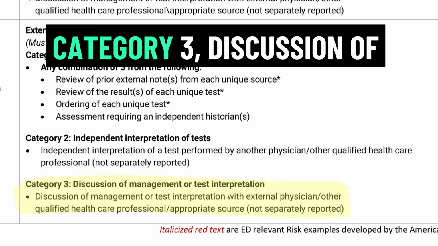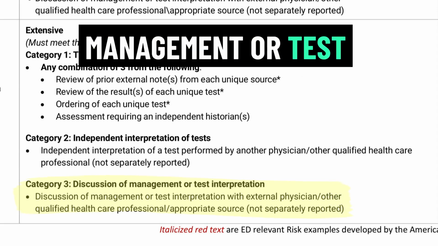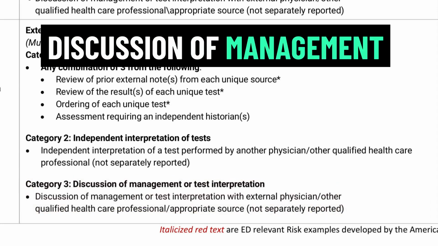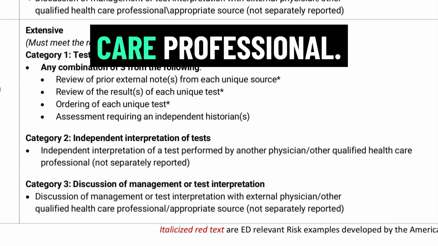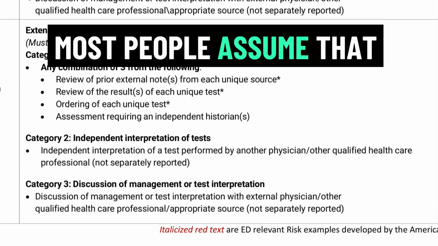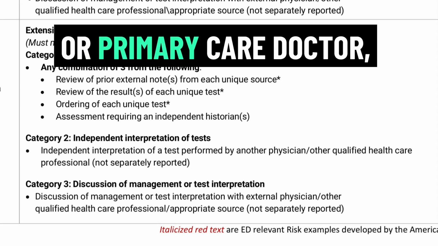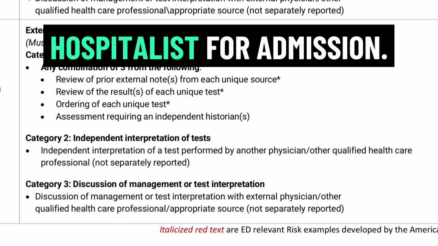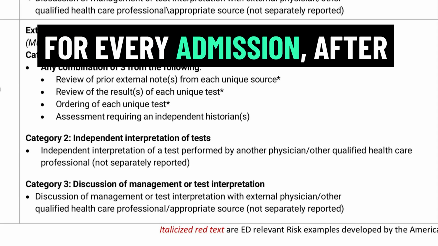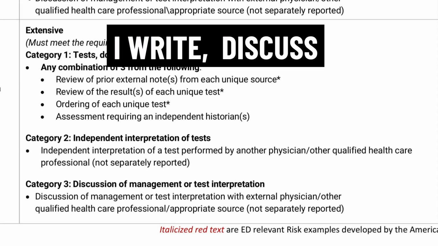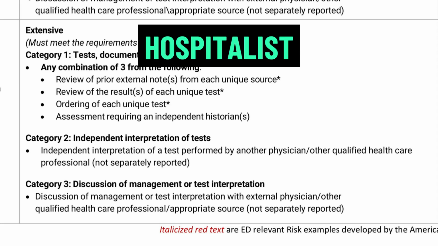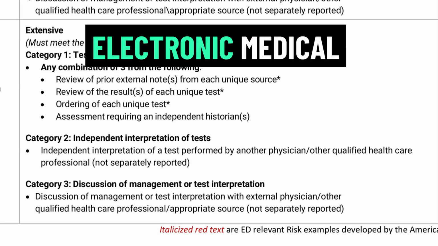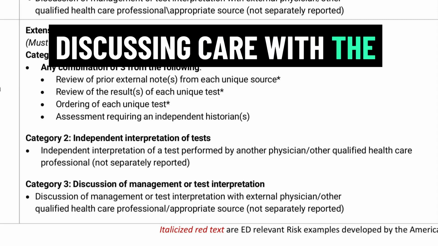Finally, we get to category 3, discussion of management or test interpretation. This means that you should document the discussion of management of the patient with any external healthcare professional. Most people assume that it's a consultant or radiologist or primary care doctor, which is correct, but then forget about the discussion with the hospitalist for admission. For every admission, after I talk to the hospitalist, I write, quote, "Discussed management with the hospitalist who will accept the admission." This does not count for sending messages in the electronic medical record or discussing care with the family.